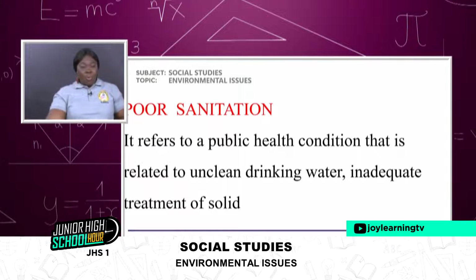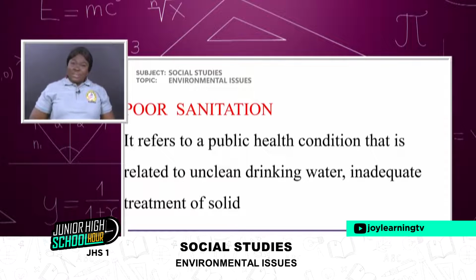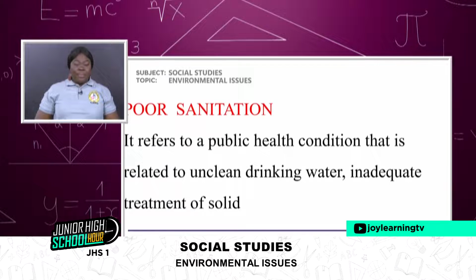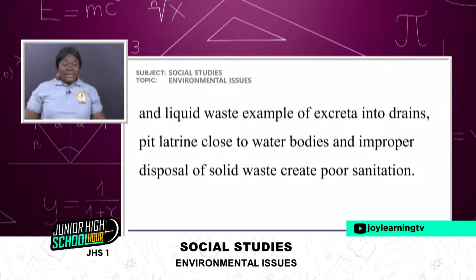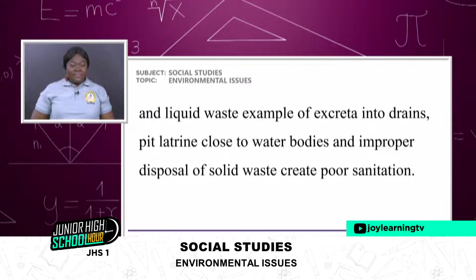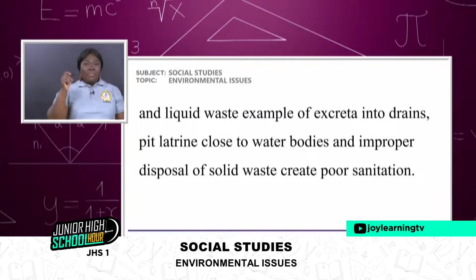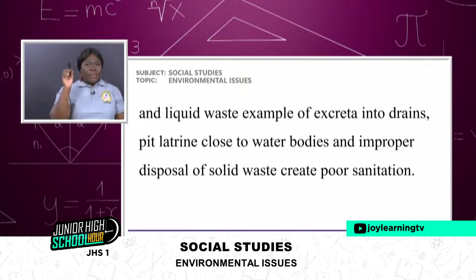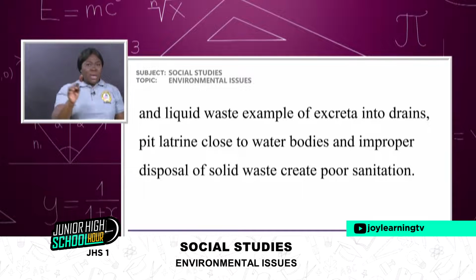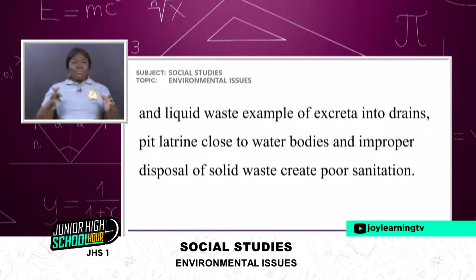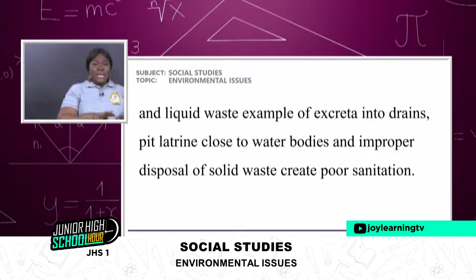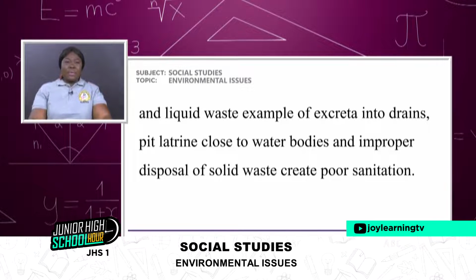Another definition is poor sanitation. What is poor sanitation? It simply refers to a public health condition that is related to unclean drinking water, inadequate treatment of solid and liquid waste. Examples are excreta from drains, pit latrines close to water bodies, and improper disposal of solid waste, which creates poor sanitation. Remember one of our slides, we saw a picture of what? A poor sanitation, where people had dumped refuse into gutters, into rivers, and the whole place looked messy. So these are some of the examples.